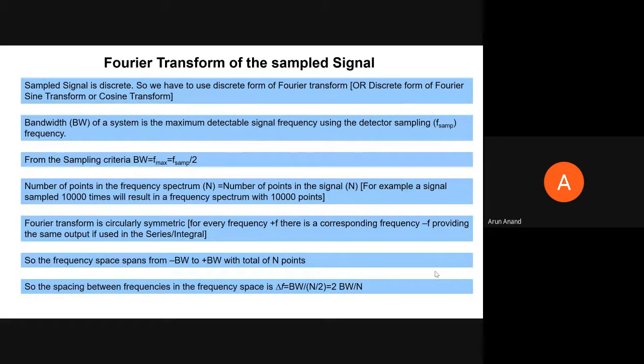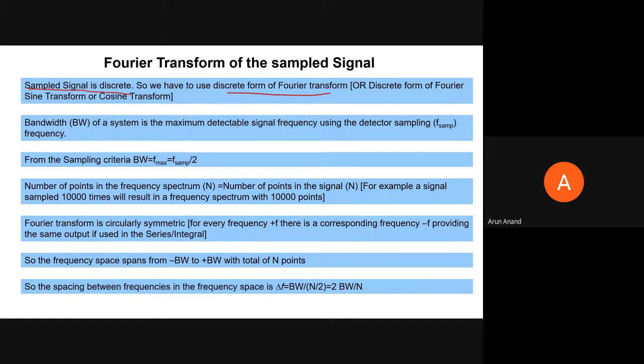Okay. So I have written it here. The sample signal is discrete. So we have to use the discrete form of the Fourier transform, or the discrete form of the Fourier sine or cosine transform. I'll not discuss the Fourier sine and cosine transform. What you can say is that if the signal is odd, you can just use the sine part of your Fourier transform. If the signal is even, you have to use just the cosine part, because that is the only thing that is going to react and give you an output. I hope you know a little bit about these things, right? Yes, sir. Okay, fine. Good.